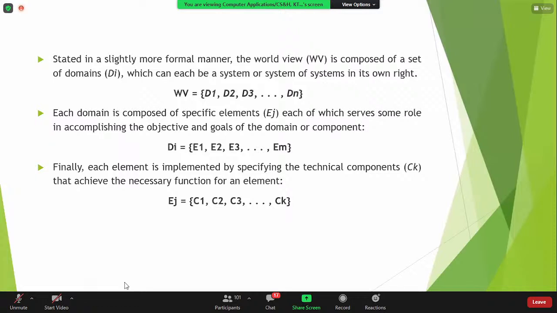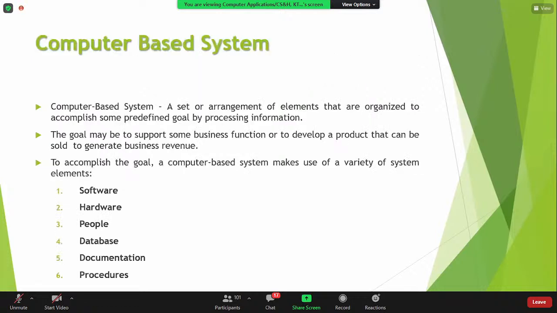The technical thing which we will be dealing with, and in the future the domains will be defined here, and from this domain elements will be defined. From these elements our components' detailed view will be done. Okay. Next is computer-based system.